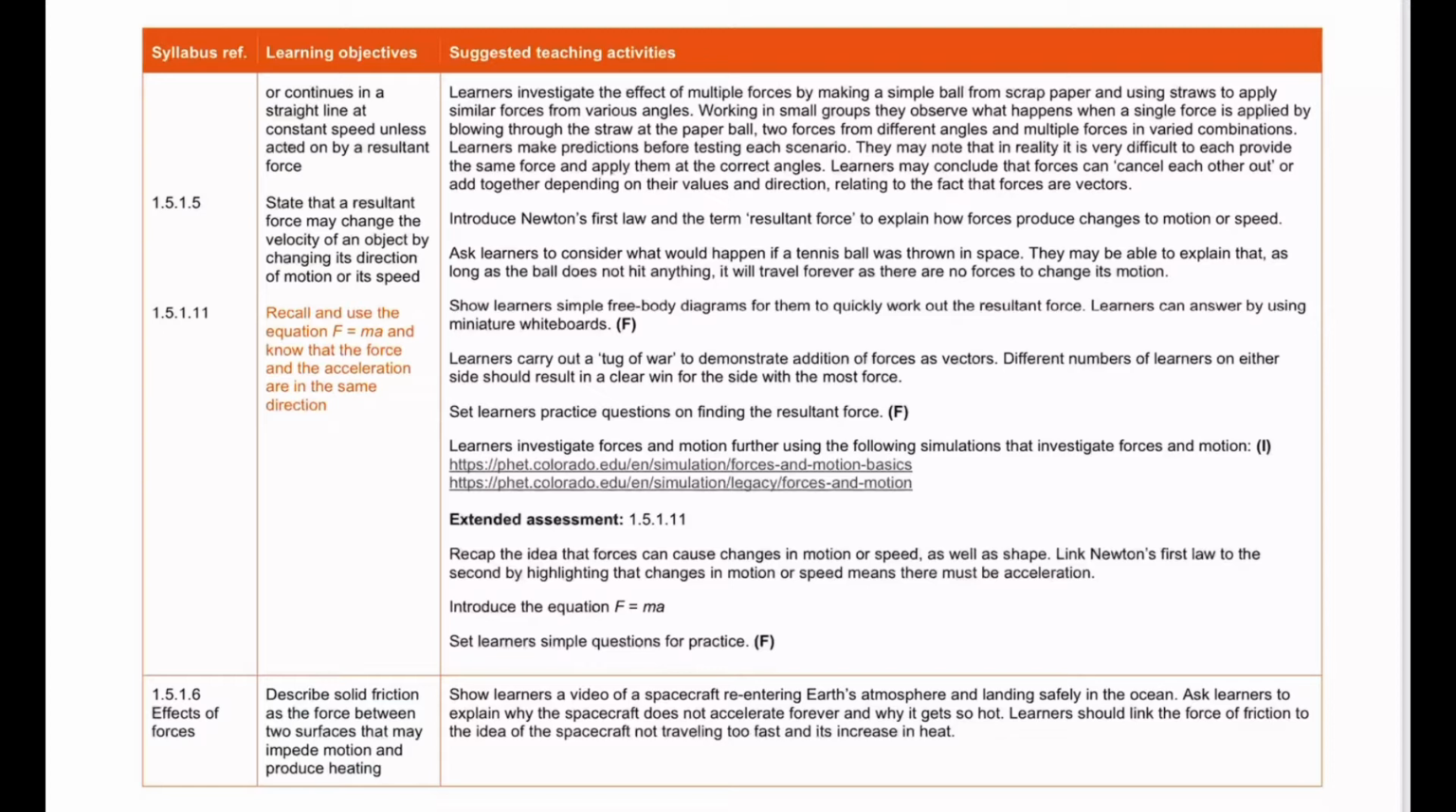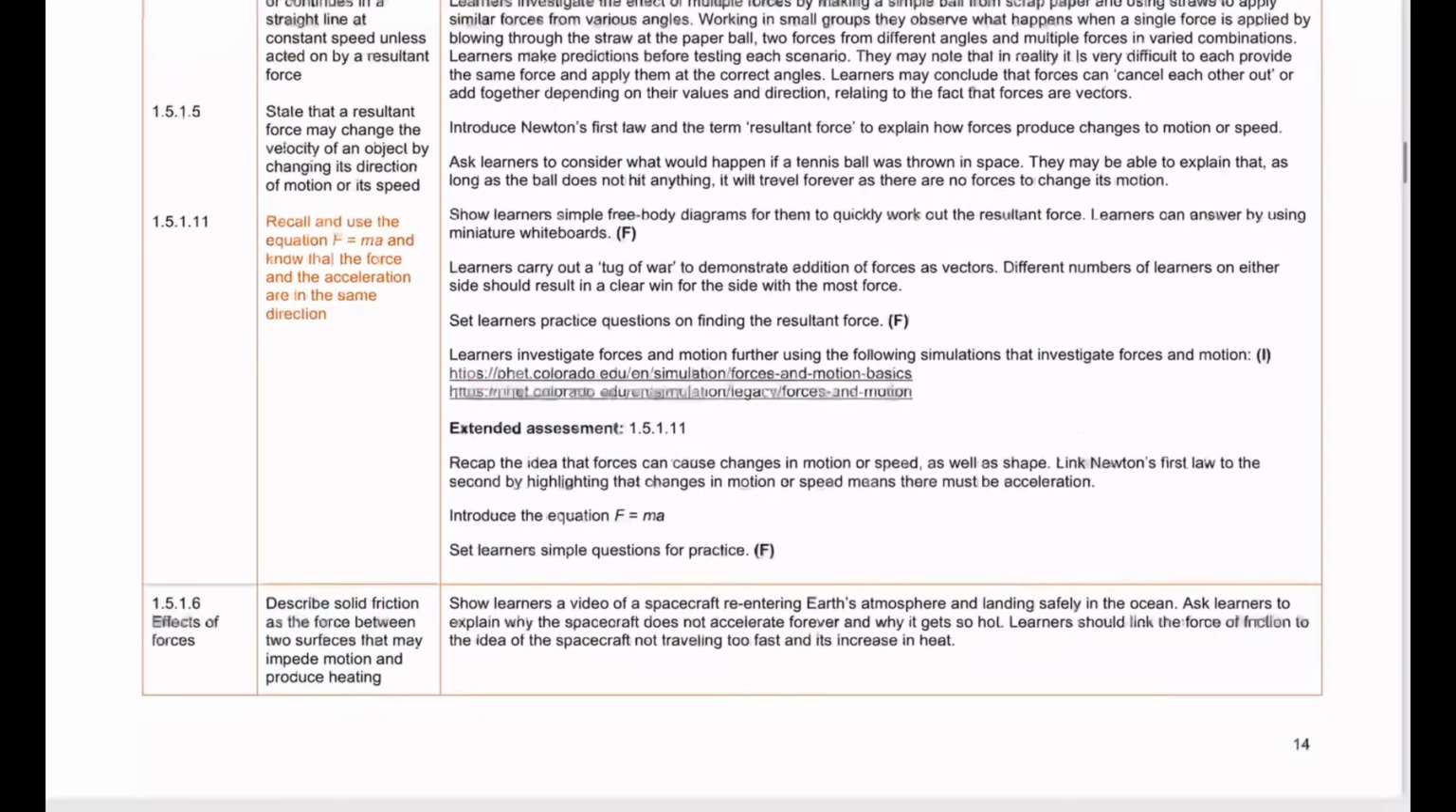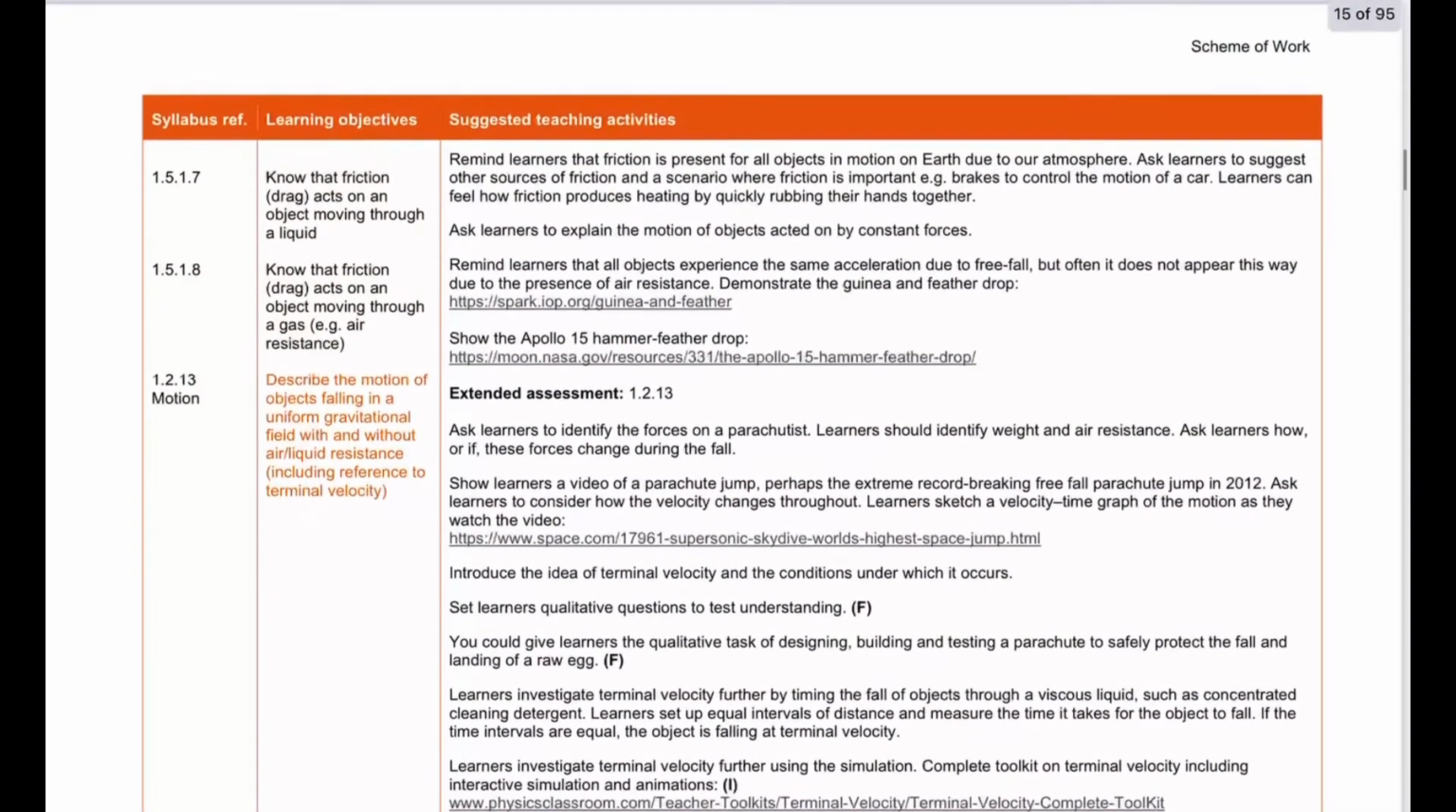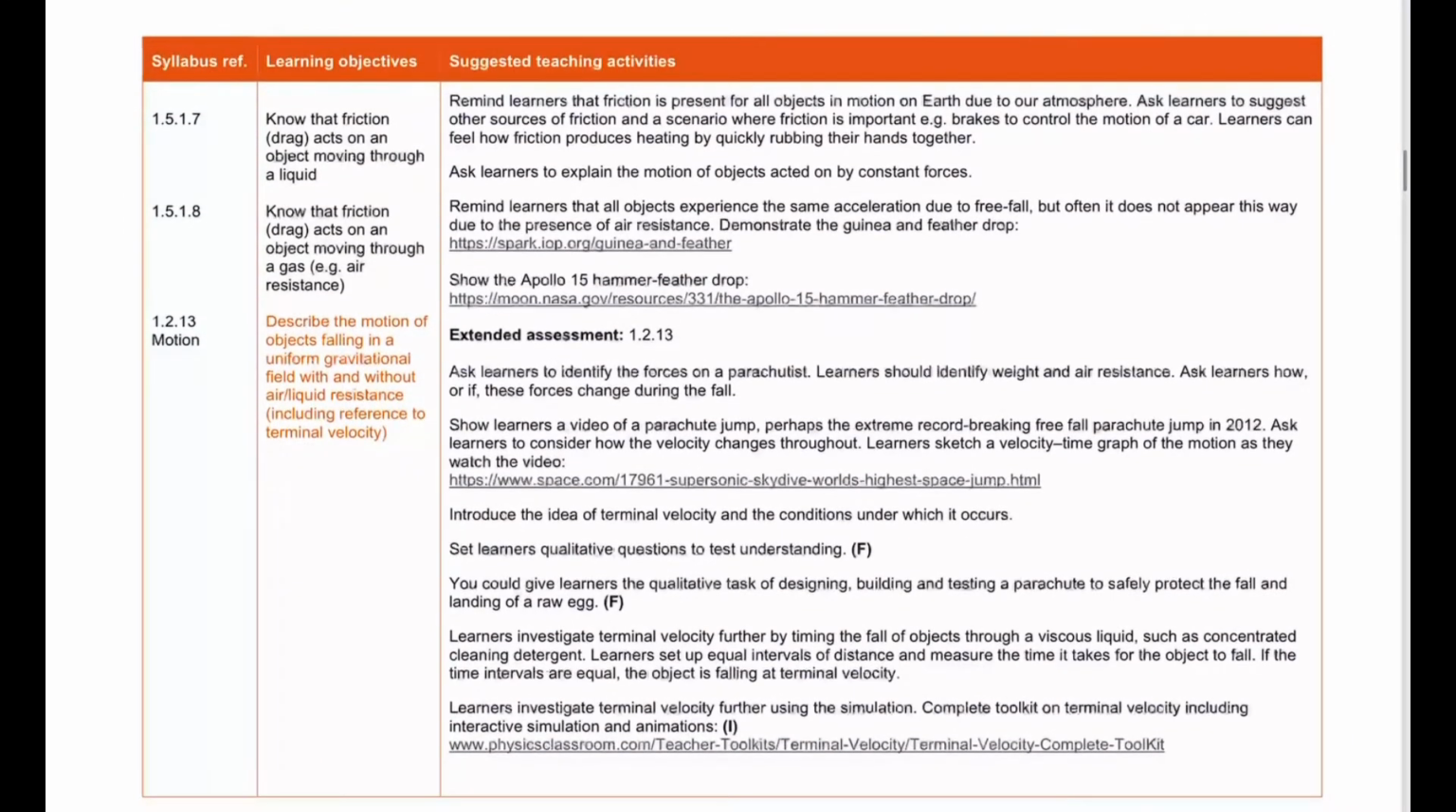Learning objectives. Describe solid friction as the force between two surfaces that may impede motion and produce heating. Know that friction or drag acts on an object moving through a liquid. Know that friction or drag acts on an object moving through a gas, e.g. air resistance. Key concept 1.2.13 Motion.